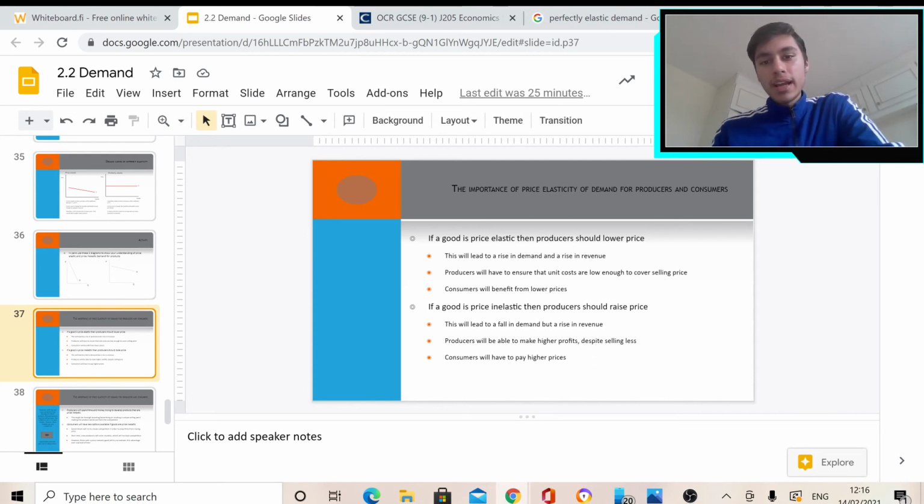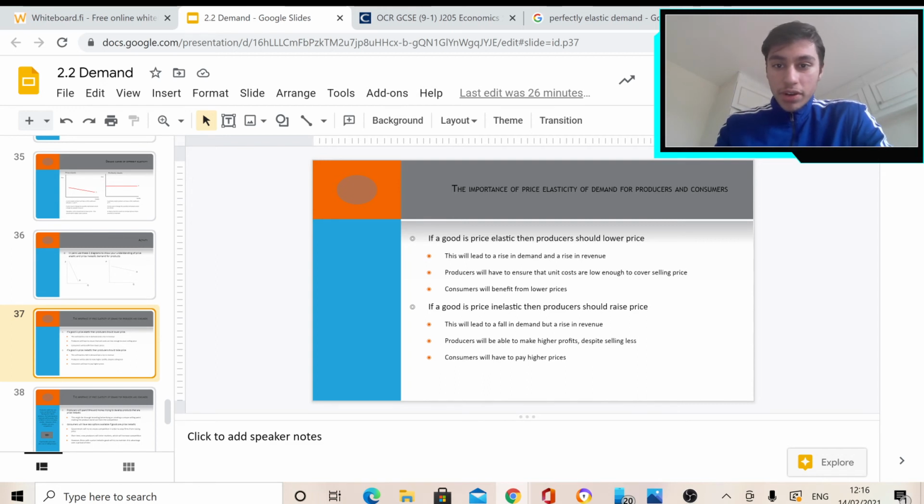So if a good is price elastic, then producers should lower price. This will lead to a rise in demand and a rise in revenue. Well, this is very self-explanatory. We just saw it: if a good is price elastic, we mean that demand is very responsive, so the producer should lower price. Because if it's very responsive, when you lower price, the demand will increase. As a result, you will have more chances of getting more revenue.